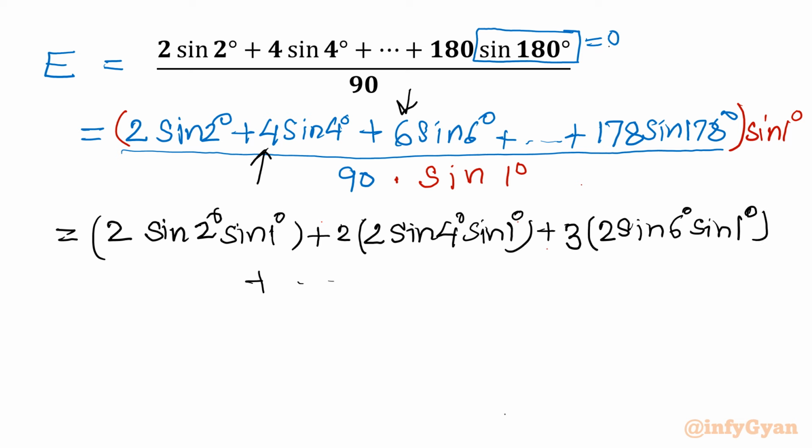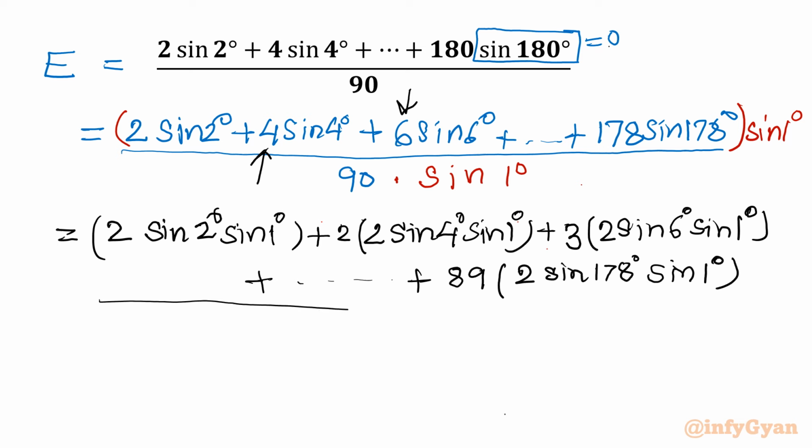And so on, the last term which I will be writing here, it is 178 by 2, is 89. So I need to write 89 times 2 sin 178 degrees times sin 1 degree. And the denominator is 90 times sin 1 degree.